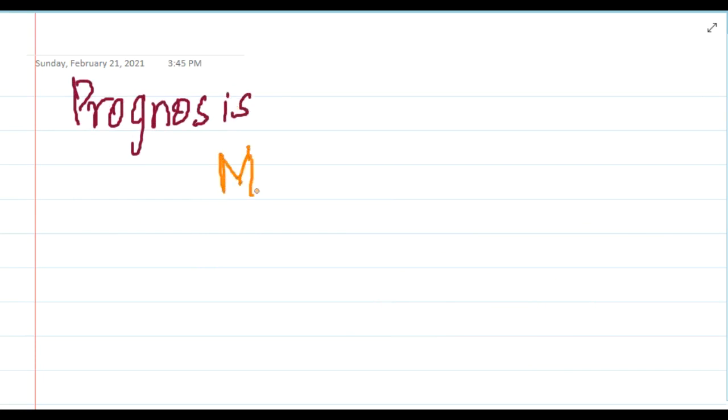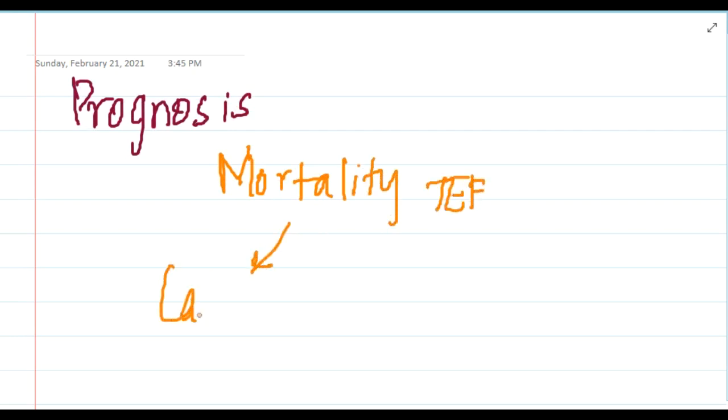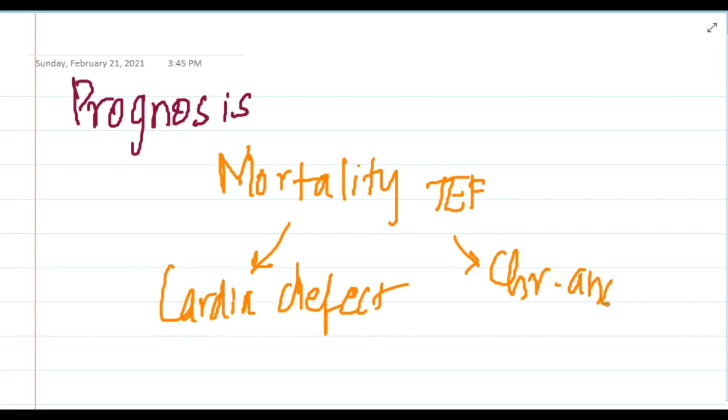Then the prognosis. The mortality of tracheoesophageal fistula mainly depends upon the cardiac defects and also chromosomal abnormalities. So these are the important pediatric complications in pediatric respiratory disorders. Thank you for watching.